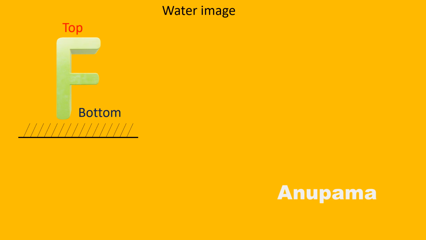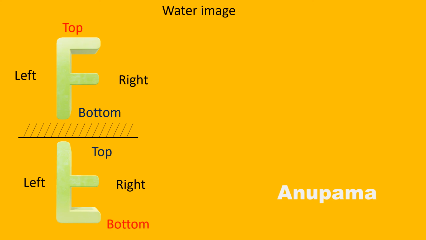Now let us understand water image. Again I am taking the letter F. Now I will see the image in water. See what happened? You know that any image has a top part, bottom part, left part and right part. Just observe what will happen when there is a water image. See, like this. It means the left and right parts remain the same in a water image, but the top part becomes the bottom part and the bottom part becomes the top part.